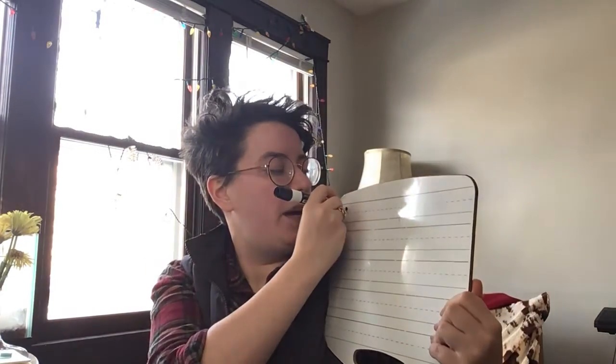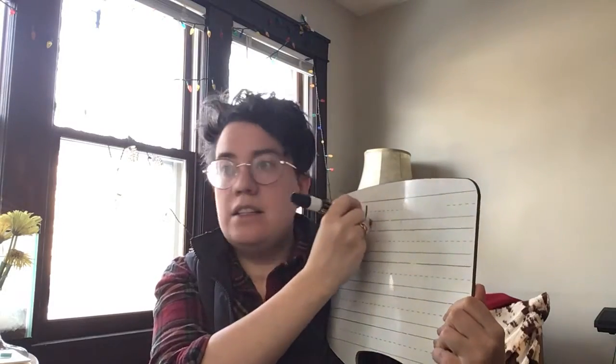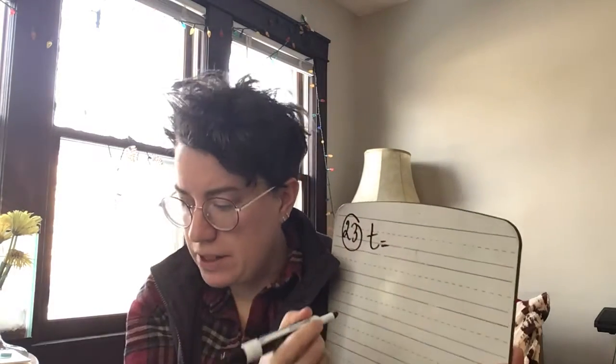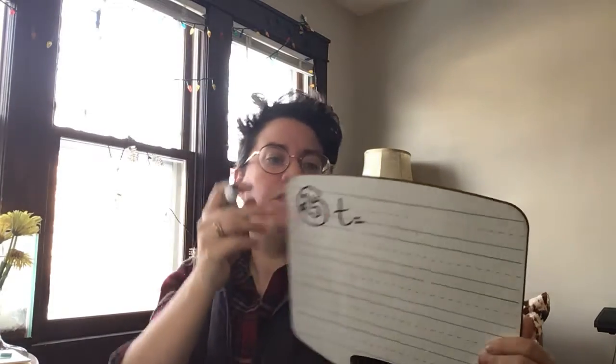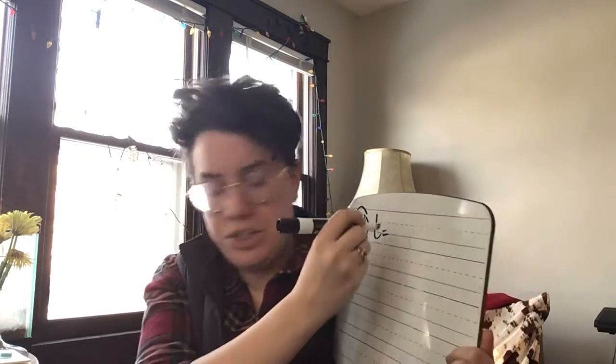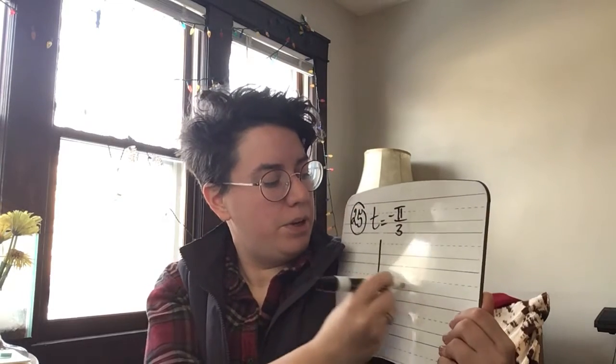Looking at number 23. So number 23 is asking about t, oh, not 23, sorry, 25 was the one that got nominated. 25, which says t is negative pi over 3, find the terminal point.